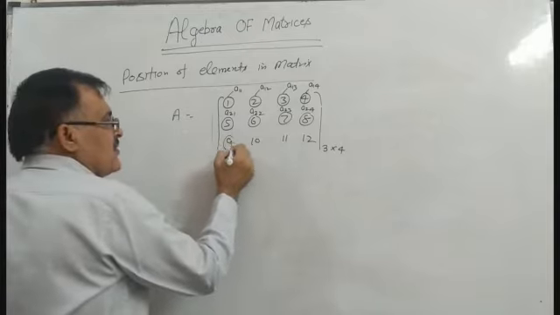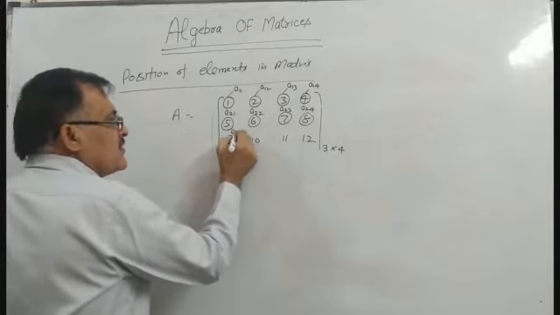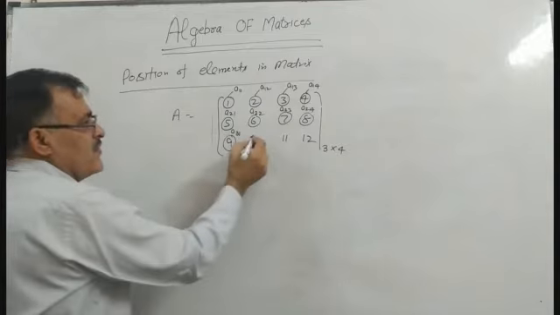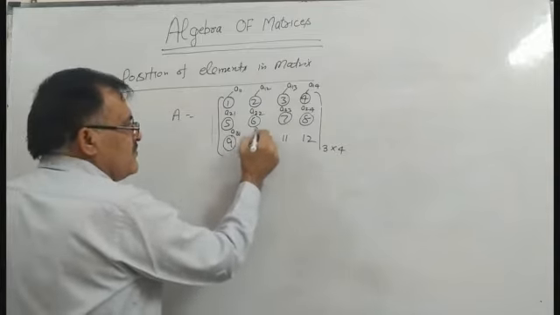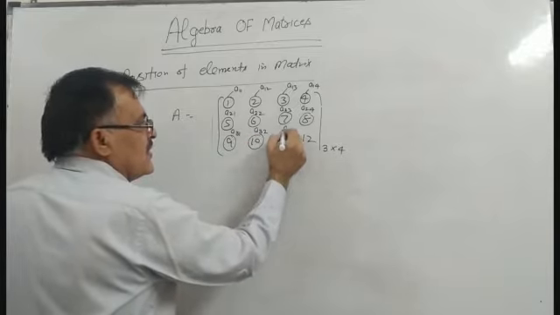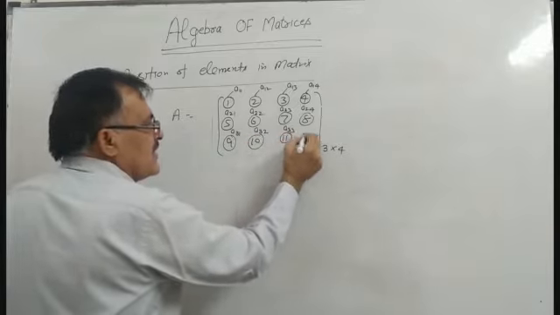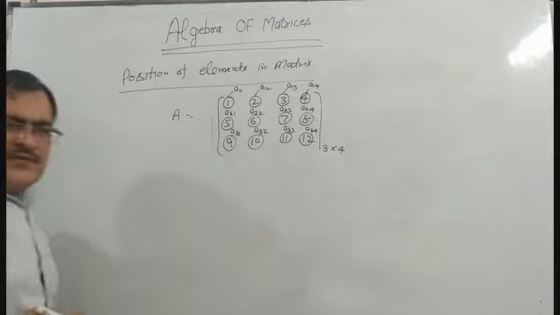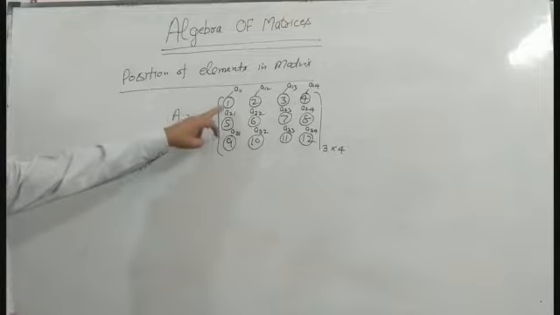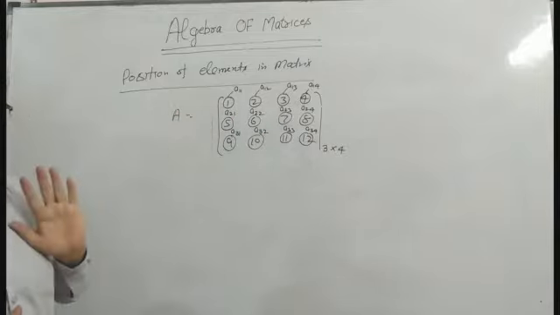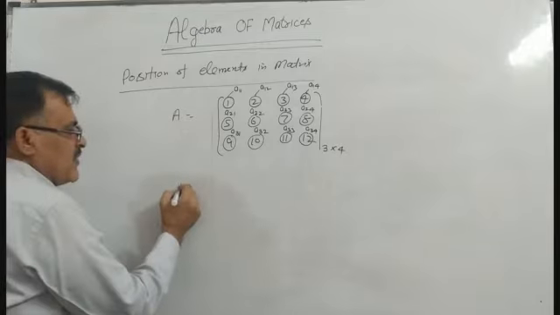Now this is equal to A31 because there are 3 rows and 1 column. 10 is A32. This is A33 and this is A34. So we can write the address of all the elements. This is the address. We take another example.